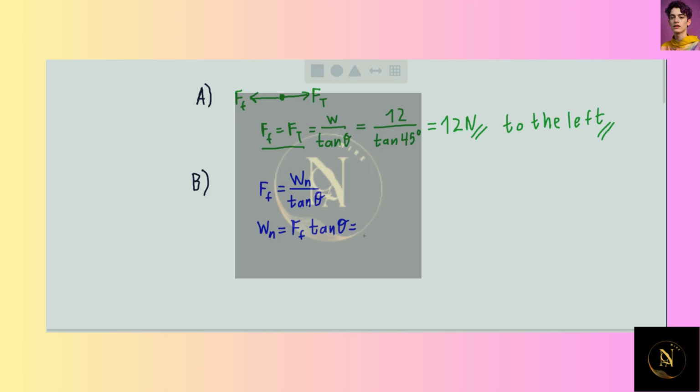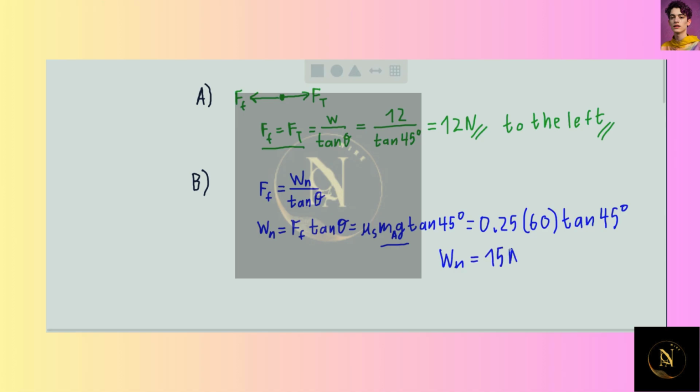And the force of friction is going to be equal to the coefficient of static friction times the mass times the gravity, and this is the mass for block A, times tangent of 45 degrees. And we're given the weight of block A, and we know that it is 60 newtons. And we're also given a coefficient of 0.25. So let's multiply 0.25 times 60 newtons times tangent of 45. That gives us a new weight of 15 newtons. And that is our final answer.